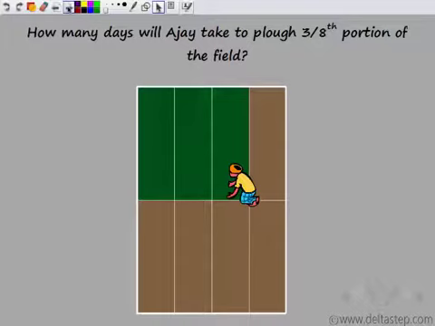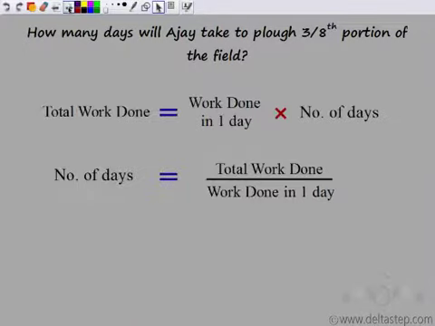I want to find how much time will he take. How many days will he take to do this work? So what I need to see is that I know his one day work is 1/6. So how many 1/6 can actually fit in this 3/8? Applying the mathematical formula, total work done is work done in a day into number of days. Again, I need to find number of days, which would be total work done divided by work done in one day.